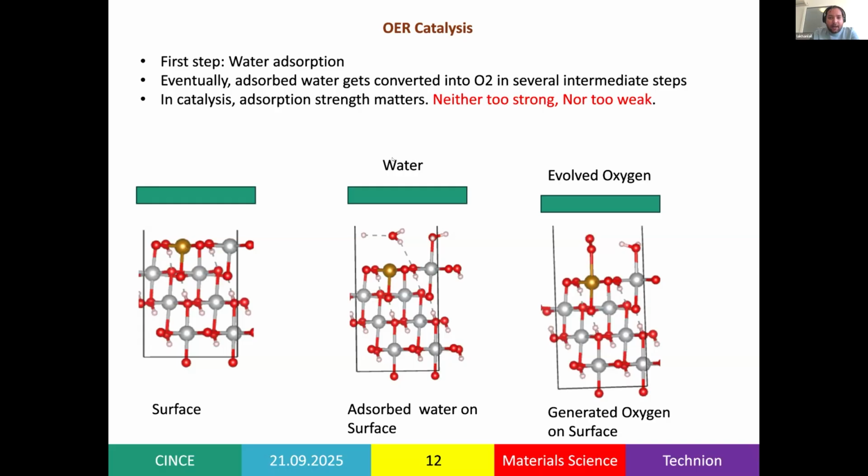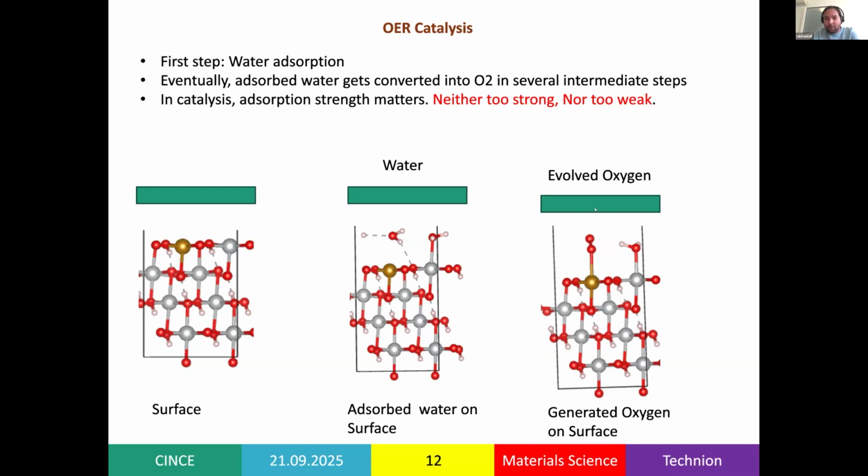And on that surface, water will come and sit on it. It will adsorb on the surface, like this here. A water molecule came and got adsorbed onto this surface. And then at the end, you have the final oxygen. These two red atoms are oxygen, and they are combined together to make the oxygen molecule. This oxygen will evolve eventually. So this is the entire reaction.